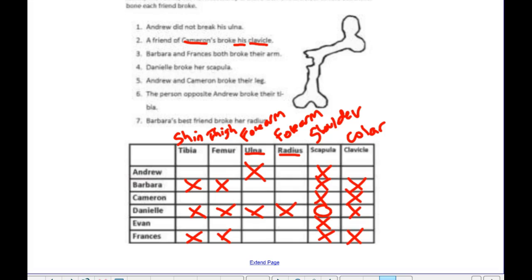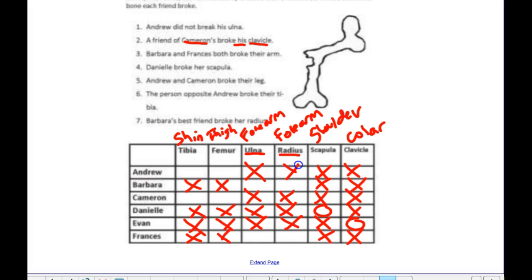Andrew and Cameron broke their legs, so for Andrew, we're going to cross out anything that's not a leg. And guess what? That makes clavicle only for Evan. And then we put X's to the left and to the right. And Cameron broke his leg, so that means that we're going to cross out anything that's not a leg.